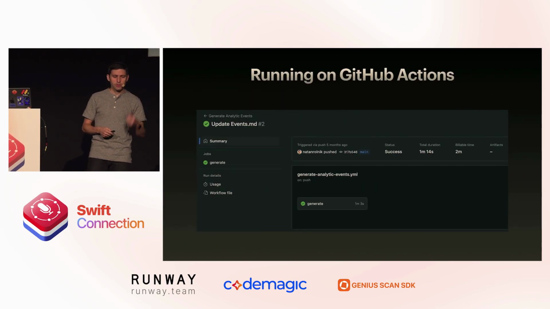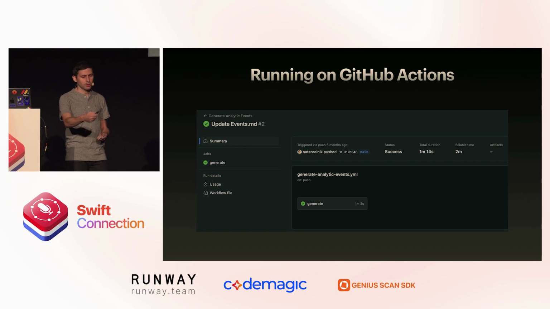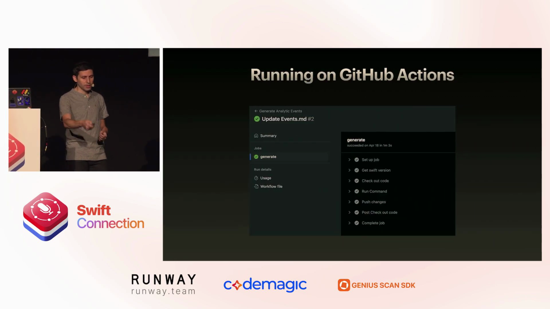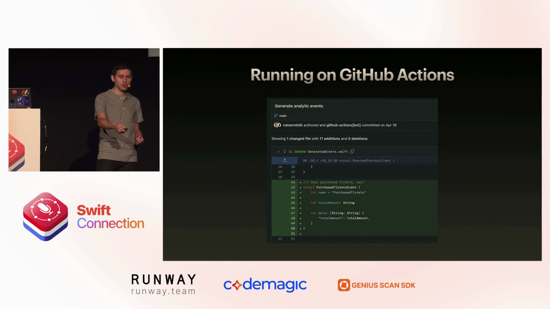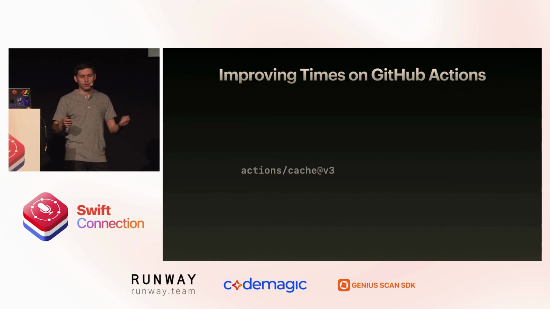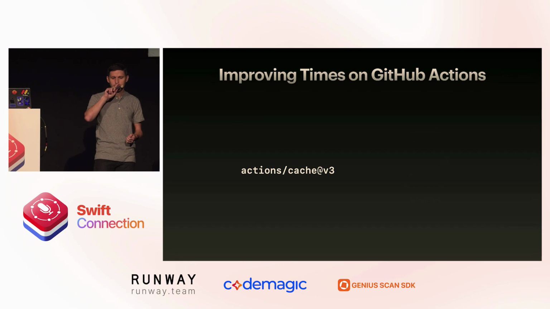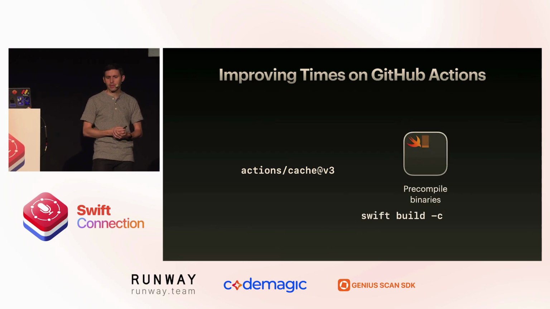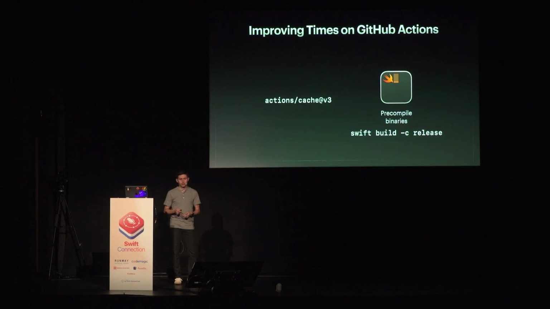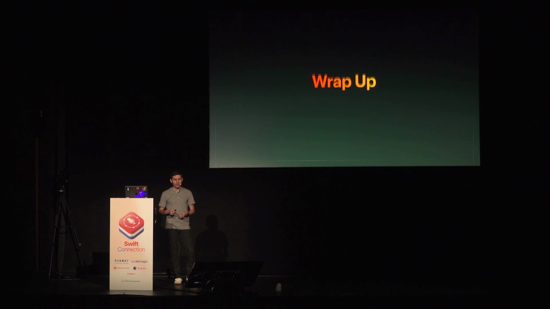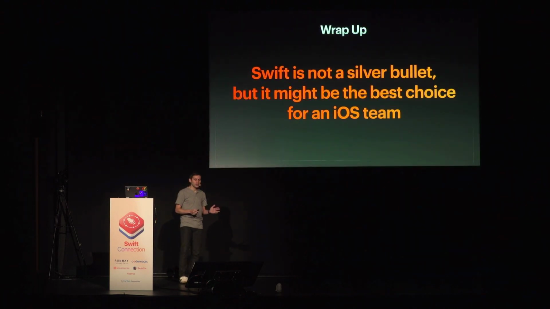And I did this previously, so you can see that update events.md triggered a workflow. You can see all the steps. And this is the commit, the same thing that we did here manually. If you need to improve times, you can use a cache, the cache action, or you can use precompiled binaries. You do swift build -c release, and you add your binary. So to wrap up, Swift is not the silver bullet, but for your iOS team or even mobile team, it probably is the best choice for tools.